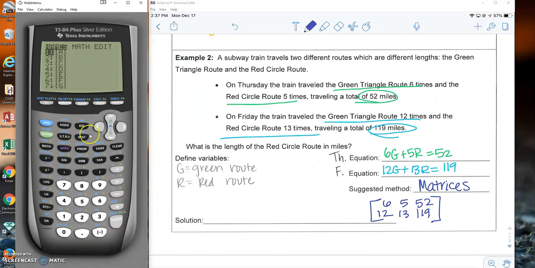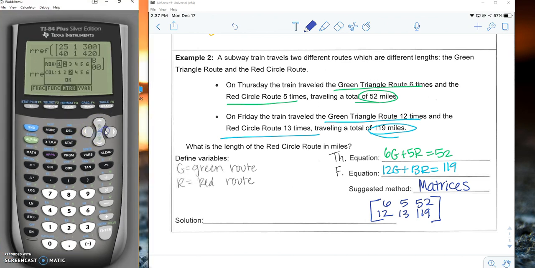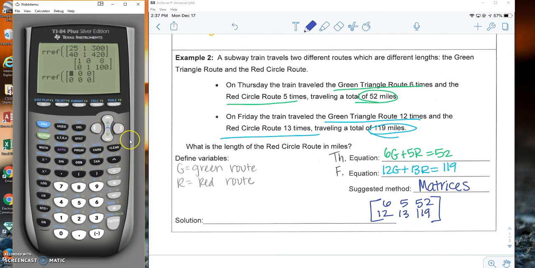Second, x to the negative 1, math, scroll to B, enter. And then alpha zoom, 2 by 3. And then 6, 5, 52, 12, 13, 119. So remember that 1001 means it's a normal answer, and I get 4.5 and 5.